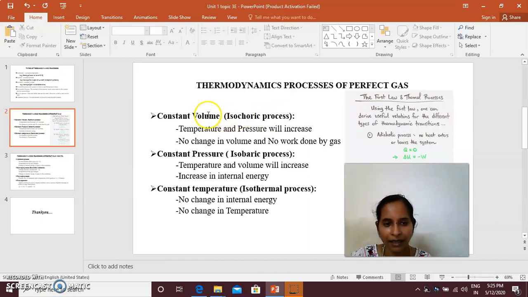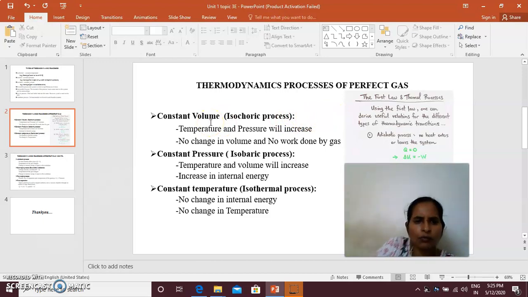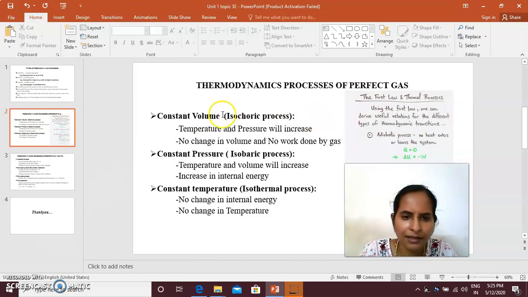It is also known as the isochoric process. Here volume is kept constant. Volume means the space occupied by the substance. If there is no change in the space occupied, there is no movement and no work done. If the piston in the gas cylinder arrangement does not move, then there is no work.